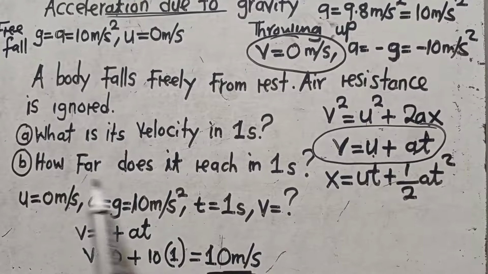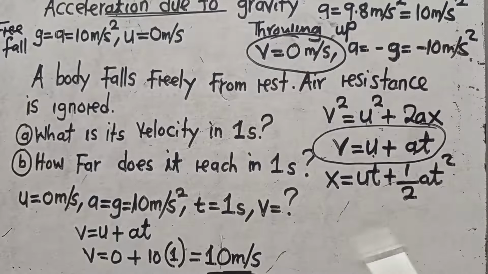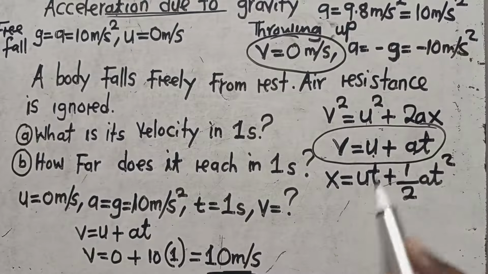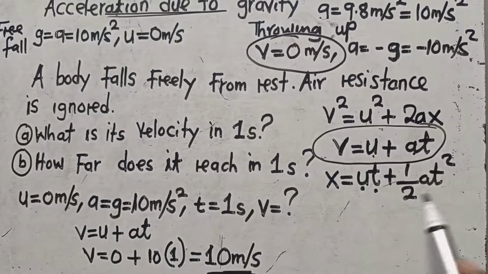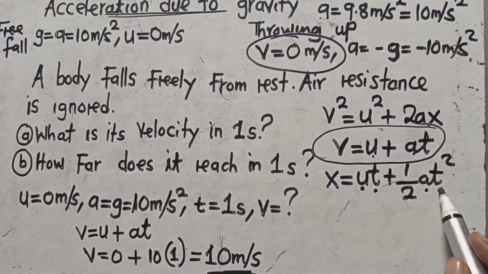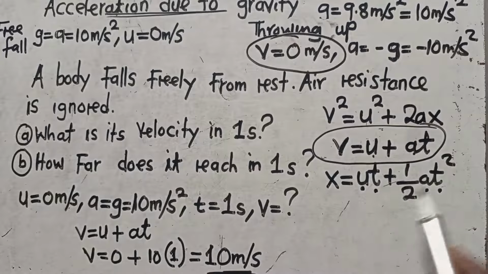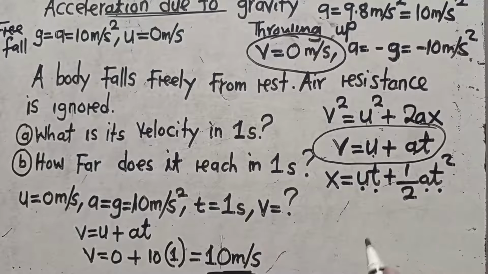We move to this one. How far does it reach in 1 second? The equation we are going to use is this one. Do you have the initial velocity? Yes. Do you have the acceleration due to gravity? Yes, it is there. Do you have the time? Yes, it is there. So we apply this formula. Let me see the answers in the comment section. How far? They want you to find the distance, so I want to see the answer in meters. Thank you so much.